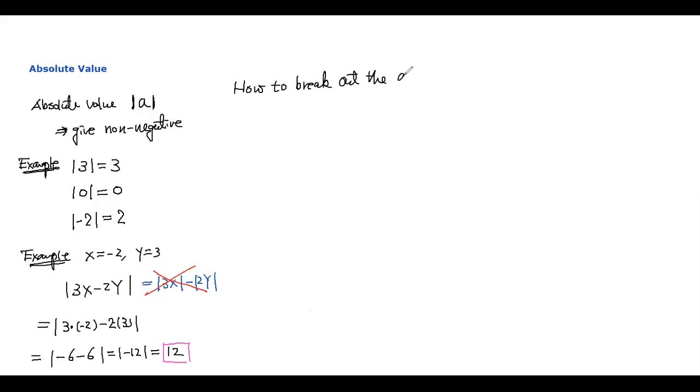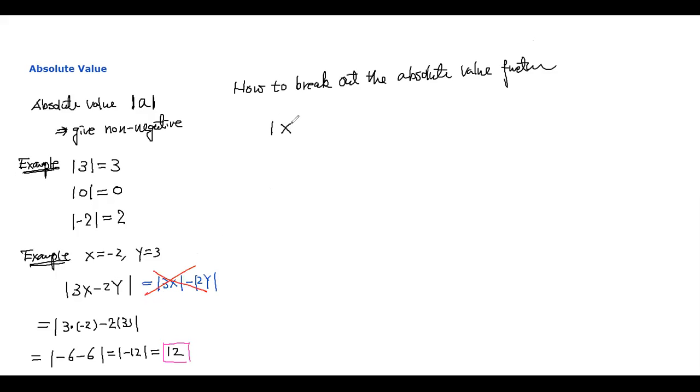So how to break out the absolute value functions here. When we try to solve an absolute value equation, the first thing we need to do is get rid of the absolute value, because we cannot separate it, like a 3x minus 2y like that. We need to do the things inside. So we need to come out of the absolute value.